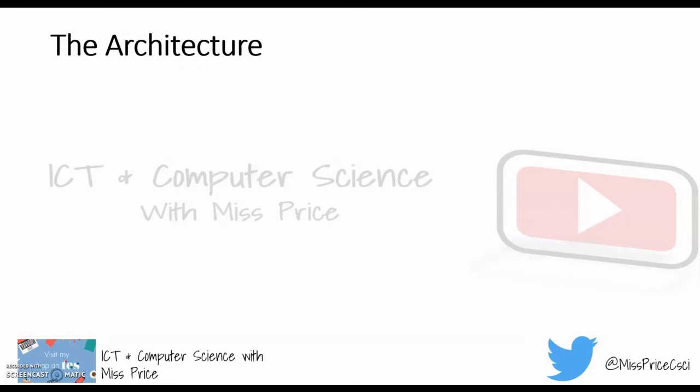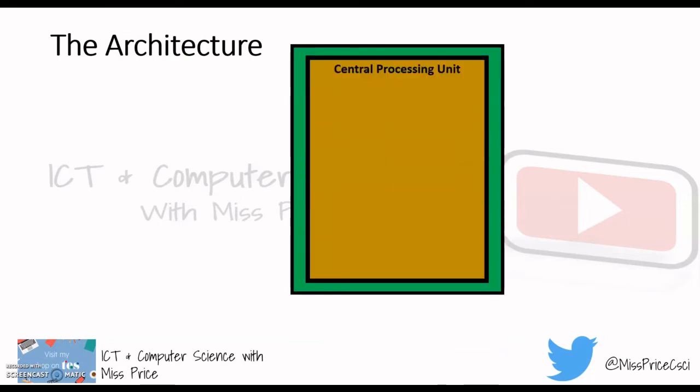Now let's look at the architecture. So there's a central processing unit. Those of you that would have studied ICT previously will know that's a central processing unit. But we're doing computer science, so we go into a little bit more depth and see how the architecture is made up. You have the control unit.